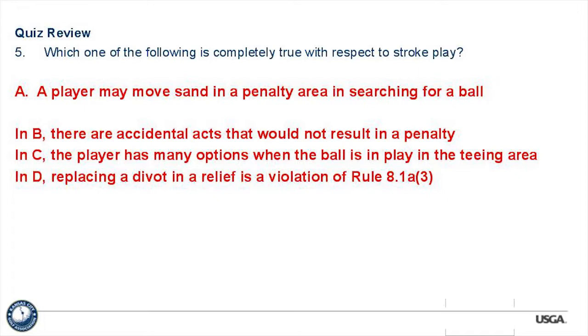Okay, and in C, a ball playing in the teeing area must be played as it lies. We know it's not must. You can move it around, substitute it, all those crazy new teeing area rules. And replacing a divot is a violation of the rule in that relief area. So everybody clear on those?